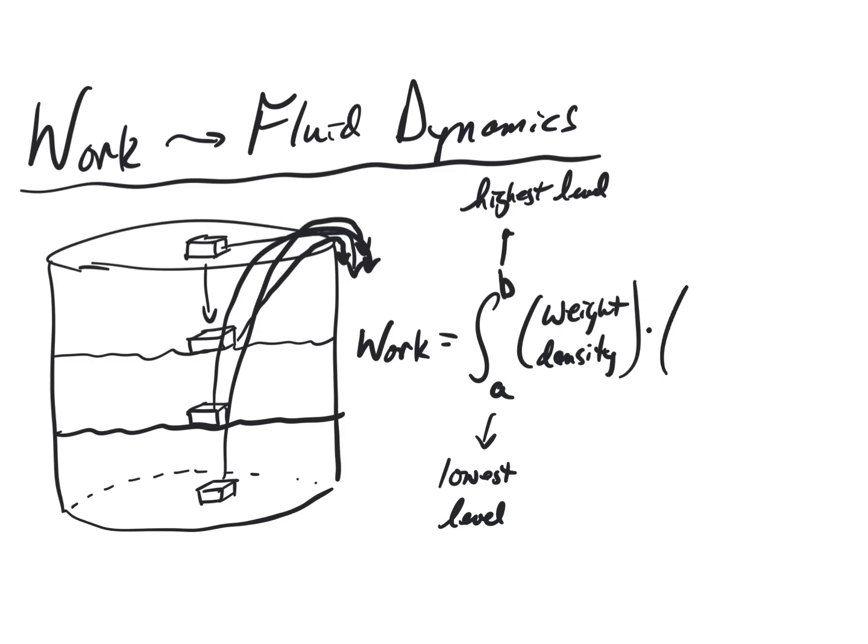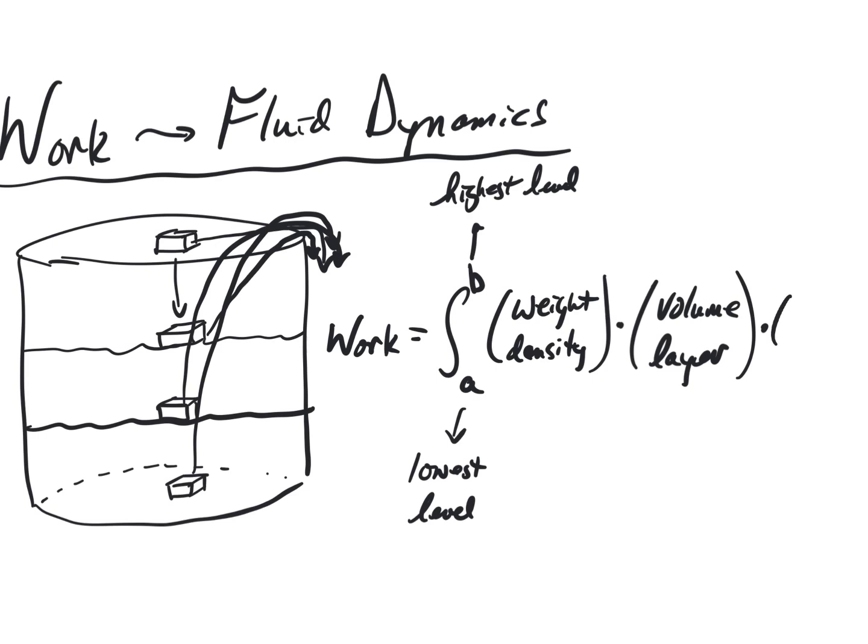Okay? Then the next factor that we're going to be integrating is the volume of every layer. And then finally, the last thing we're going to be integrating is the distance that every layer has to travel to exit the tank. So for the cylindrical tank that I've tried to draw over to the left, every single one of those layers that we're sucking up into our pump and putting over the edge, what would that distance have to be? Okay? So we're going to be integrating three factors.